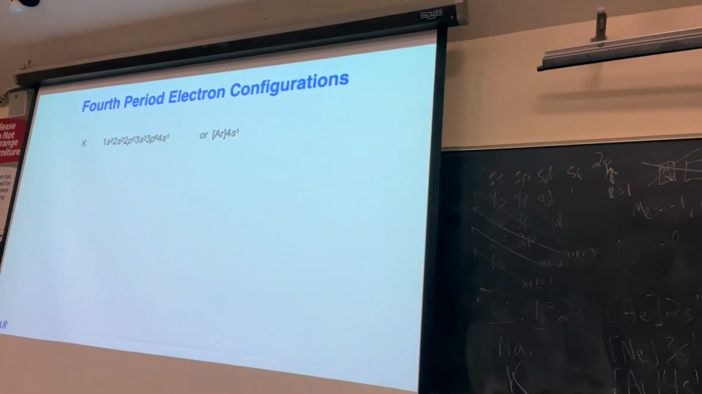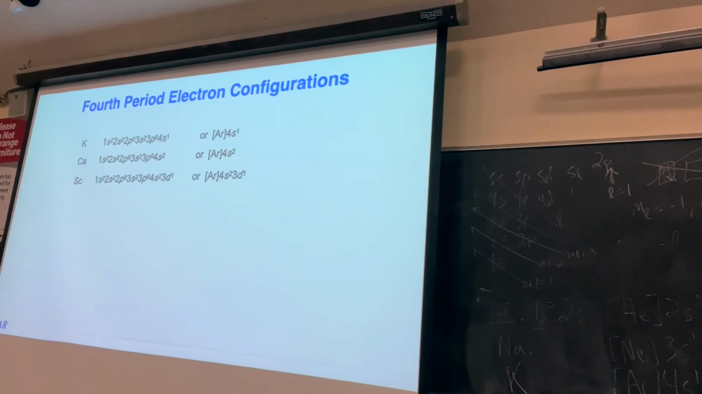Potassium with 19 electrons has an argon core and 4s1 on top of it. Calcium is 1 more electron than potassium, so you would put that in the 4s as well. It would be argon 4s2, or 1s2, 2s2, 2p6, 3s2, 3p6, 4s2.